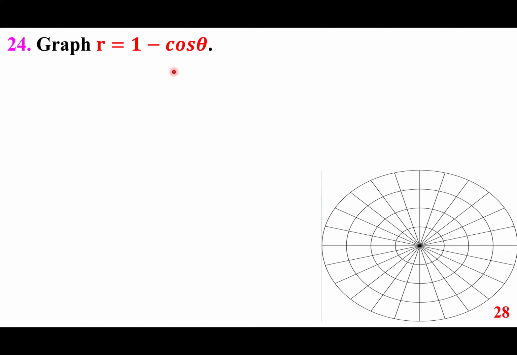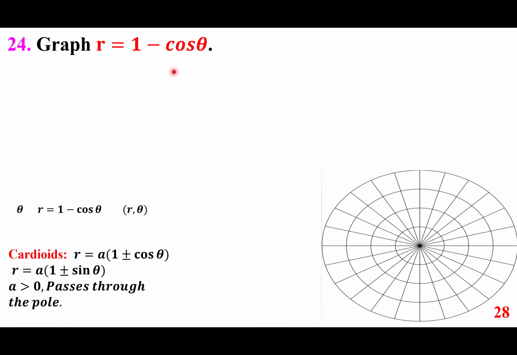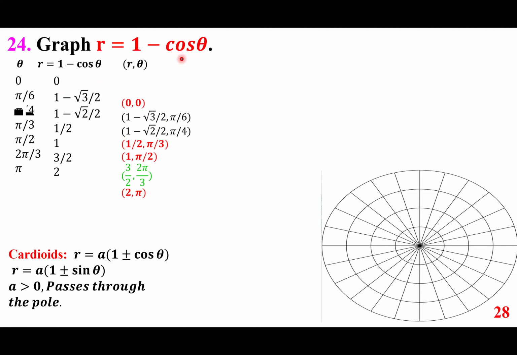To graph this, we're going to quickly graph it by plotting points. Okay, and it represents a cardioid. Theta is given, r equals 1 minus cosine theta. And just as an example, if I plug in 0, I get 1, 1 minus 1 is 0. If I plug in pi over 6, I get square root of 3 over 2, so 1 minus that, and the rest of it. And those are the pairs.